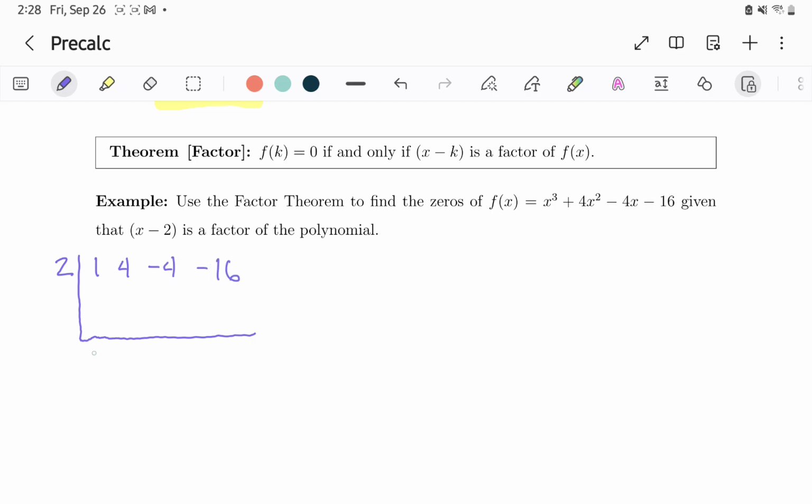And then we're going to bring down that leading coefficient 1. It's going to be the coefficient for the first term of our quotient. Then we multiply that by 2. So multiplying 1 by 2 gives us 2. Add that to 4 is going to be 6. Multiply 6 by 2 is going to be 12. Add that to minus 4 is going to be a positive 8. And then multiply 8 by 2 is going to be 16. Add that to negative 16, and we're going to get 0 for the remainder.